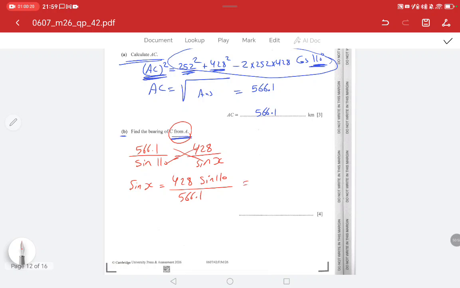After finding this answer, you should say X equals the sine inverse of the answer you got from the calculator. Okay, let's do that. 428 sine 110 divided by 566.1. Then sine inverse of the answer. So the answer we got is about 0.77, but use the number on your calculator, please. Okay, so sine inverse of this one.